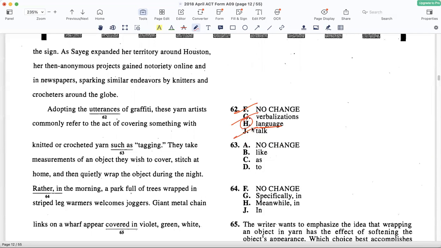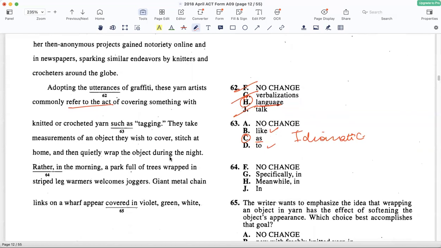These yarn artists commonly refer to the act of covering something with knitted or crocheted yarn as tagging, not such as tagging. Such as is when you give examples of something, but I'm saying they refer to this act as tagging. So this is idiomatic usage. You need to know how the verb refer is used in a sentence. So C. Like and do not go with the sense of how refer is used, so they are wrong as well.